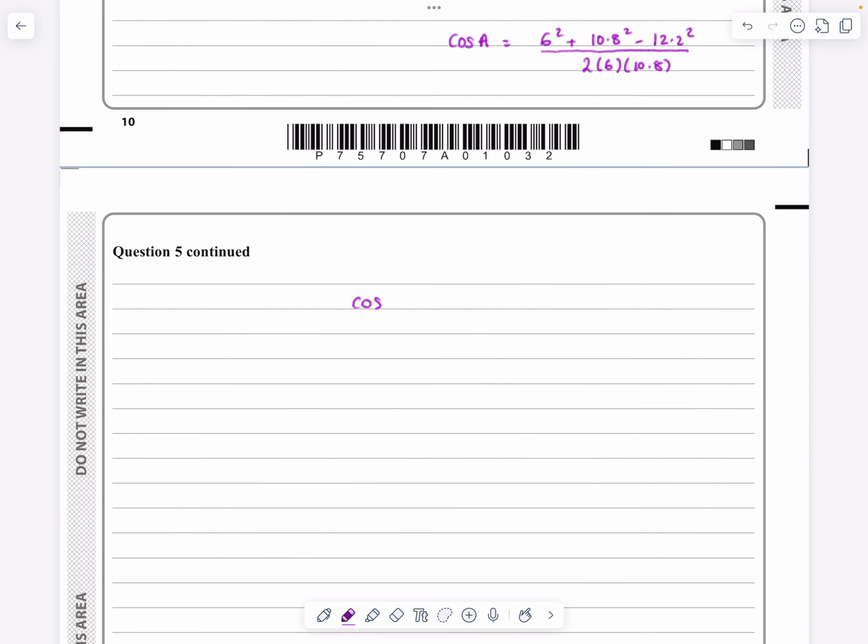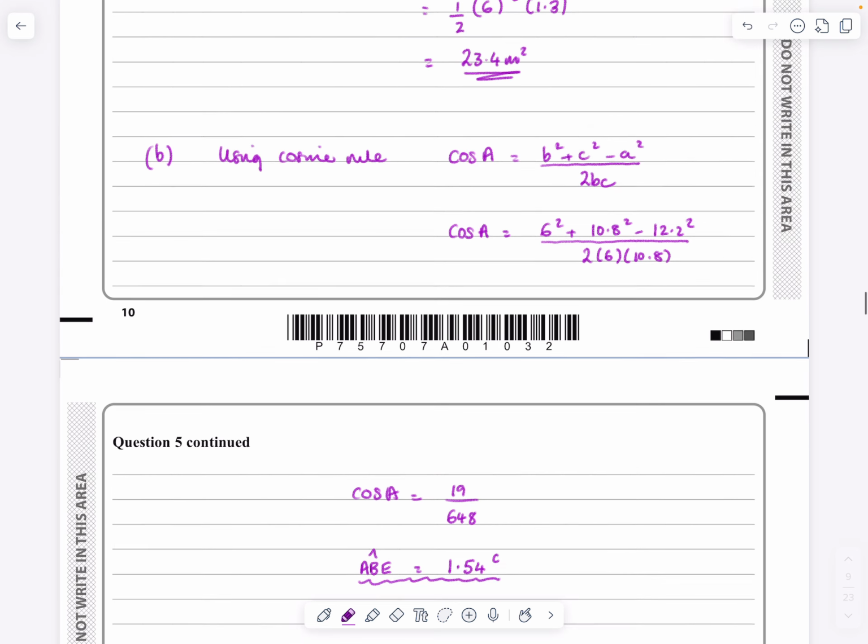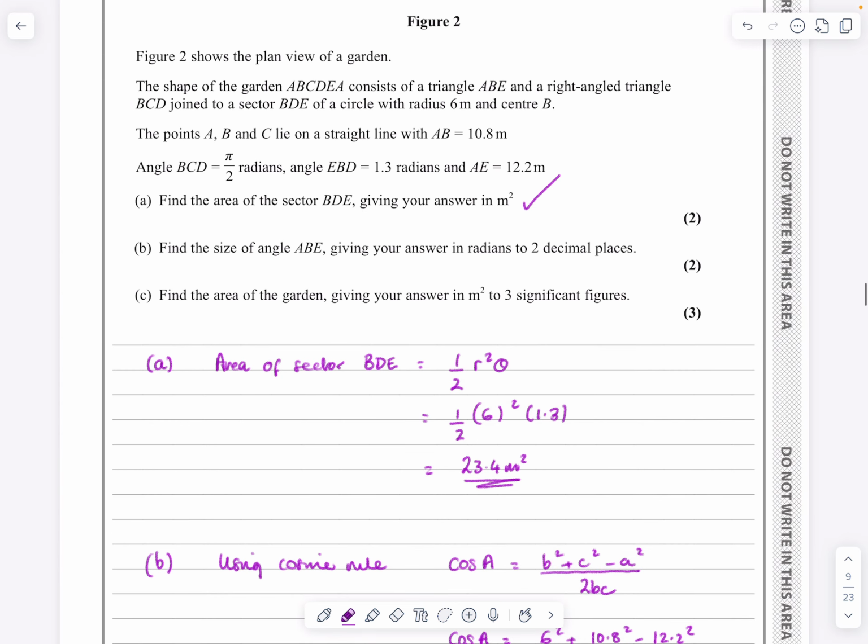So given that cos A works out to be equal to, if you plug all that in, it comes out to 19 over 648. And so the actual angle ABE is inverse cos of that. Making sure your calculator is in radian mode. Okay, go back and just check that you've got it in the right mode. And it says giving it to 2 decimal places this time. Okay, so if I want 2 decimal places, yeah, done that.